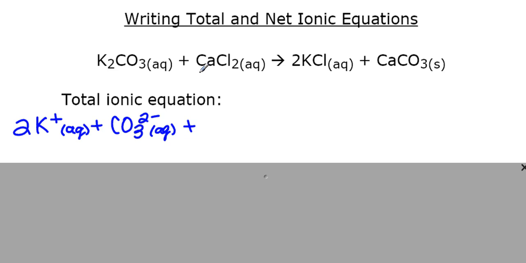Next, calcium chloride is also aqueous, so we've got the calcium ion. It's a +2 charge. And then we're going to add in the chloride ion, but there's a 2 there, so make sure we write there are 2 chloride ions. Then we get to our products. So we've got a 2 in front here that's used for balancing, 2 potassium ions and 2 chloride ions because this is aqueous.